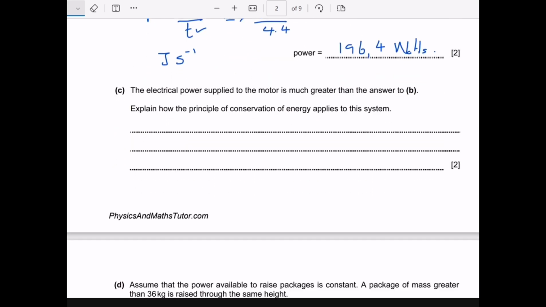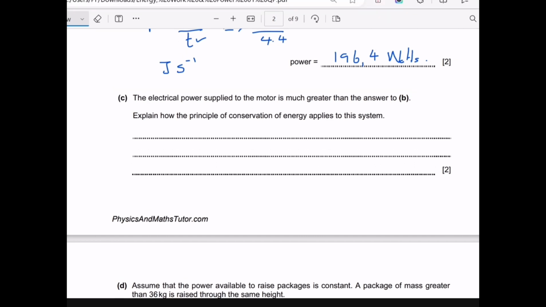Explain how the principle of conservation of energy applies to this system. Okay, so the electrical power supplied to the motor is much greater than the power in B. This is what we have calculated, but the electrical power supplied to the motor is much greater. Then what does that mean? It means that the energy has not been conserved as useful work, right? The energy has been converted to other forms of energy.